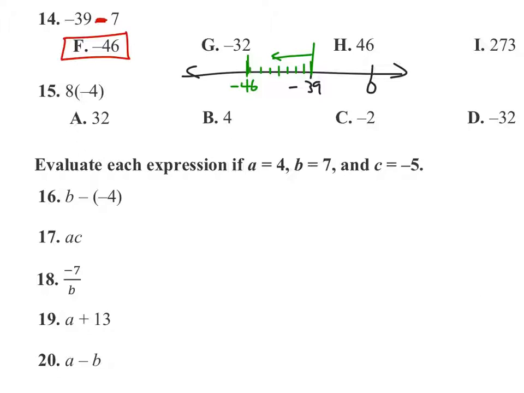15, 8 groups of negative 4s. So negative 4, you can use fingers on this, by the way. It's not shameful to use fingers. Negative 4, negative 8, negative 12, negative 16, all the way up to 32. Negative 32. Very good. These ones are no good.